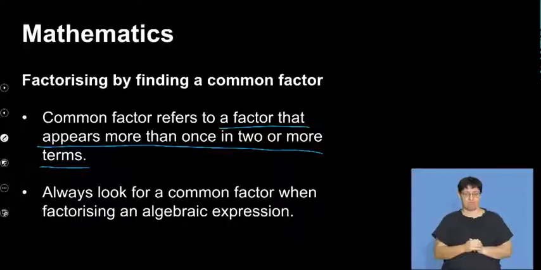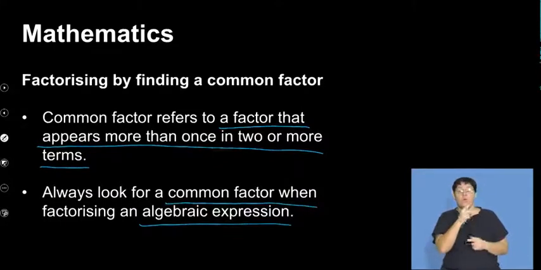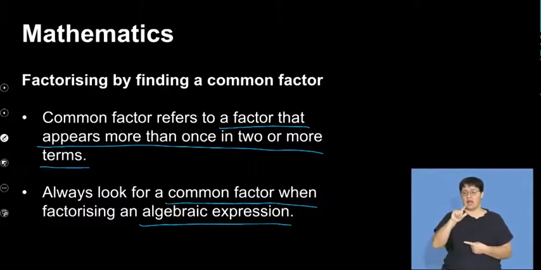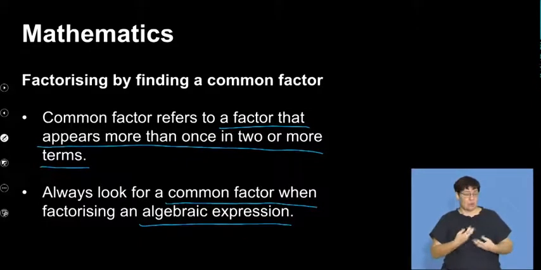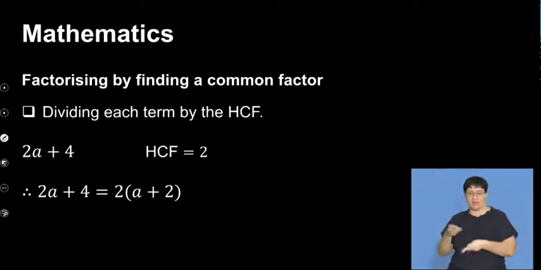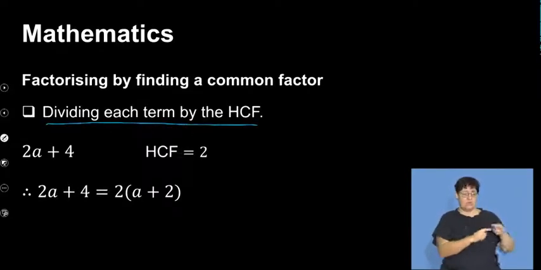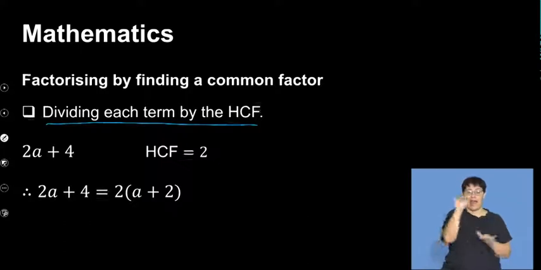Now, the second thing is you always look for a common factor when factorizing an algebraic expression, right? Most of the time, when I did not give you an equal sign, you always start by looking for the common factor, and then you can continue with the rest of the other methods. Now, what does finding a common factor mean? It actually means that you are dividing each term by the highest common factor.